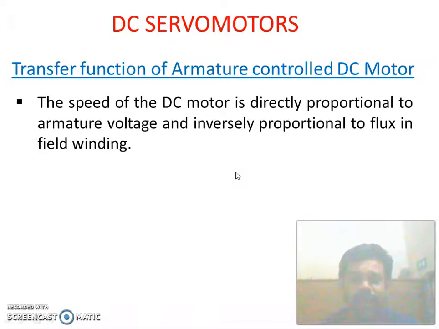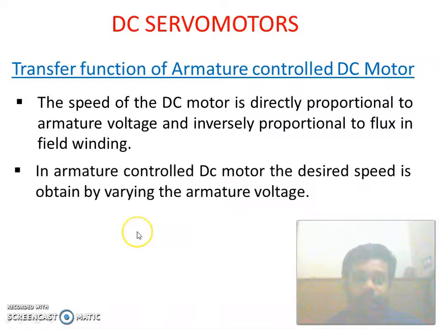The speed of a DC motor is directly proportional to the armature voltage and inversely proportional to the flux in field winding. In armature controlled DC motor, the desired speed is obtained by varying the armature voltage. So we are going to find the transfer function of armature controlled DC motor.